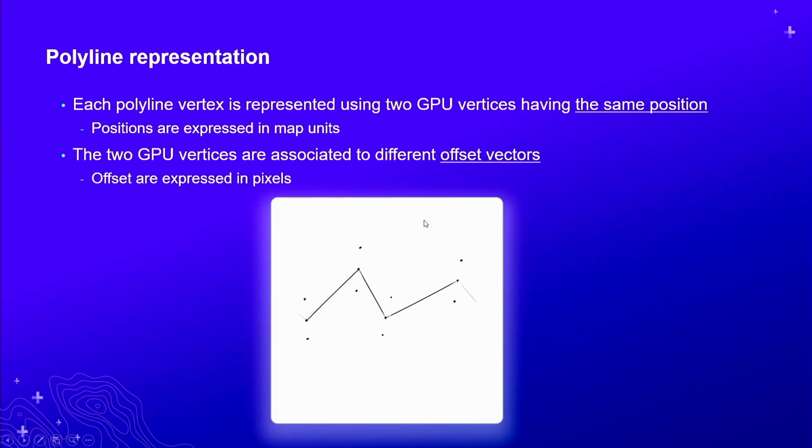So the idea is to basically map every vertex of the polyline into at least 2 GPU vertices, which will share the same position. This effectively means that the line in itself is a degenerate geometry because it has no width. But then each one of these GPU vertices will be associated to different offset vectors, which will be used by the vertex shader to extrude the polyline into something that actually has a width and can be rendered. Offsets are expressed in pixels, while geographical positions are expressed in map units.